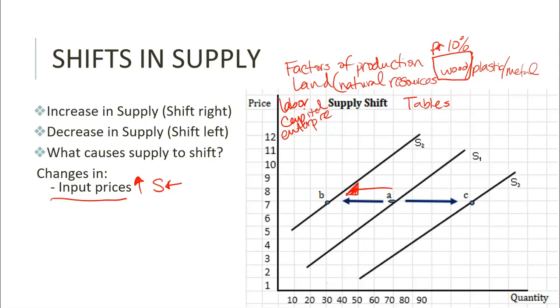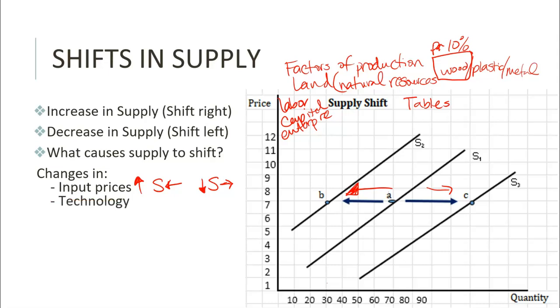Or the opposite is also true. If input prices drop, all of a sudden wood becomes cheaper, we find a new source that's easier to produce, we'll get an increase in supply, a shift to the right. This is true for any of the inputs. If minimum wages go up or wages go up, it makes it more expensive, and you may see a decrease in supply. If population increases, maybe that makes labor cheaper, an increase in supply. So anything that affects that input price.